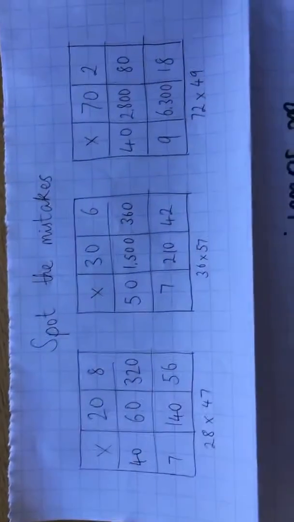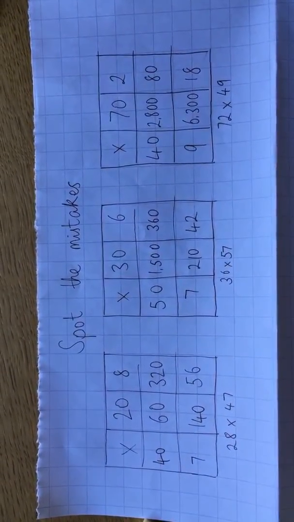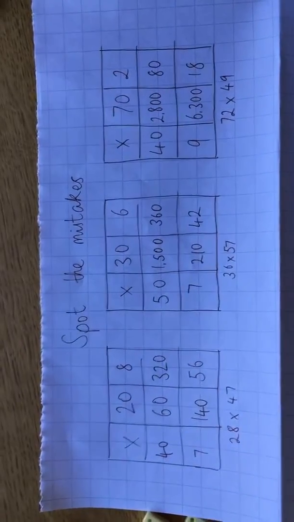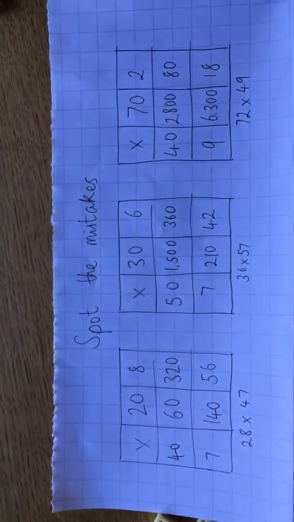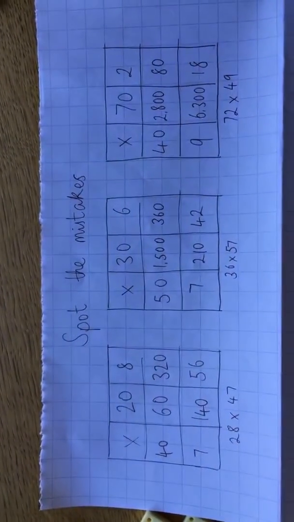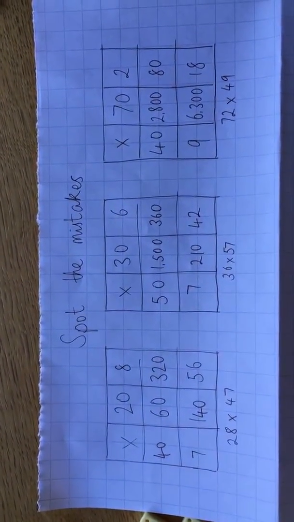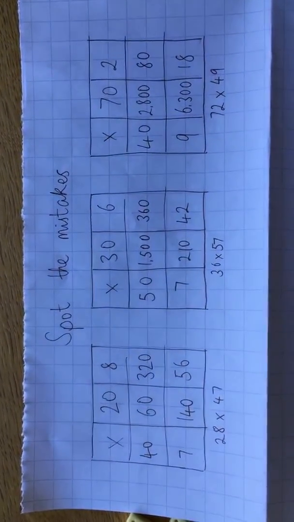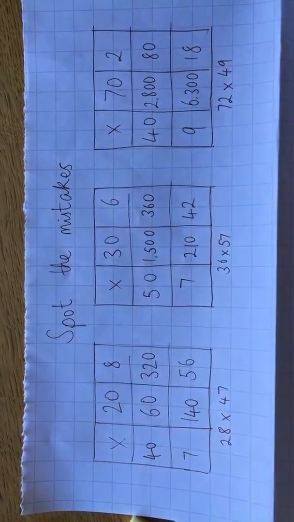Right, so at this point I would encourage the children to pause the video and to have a look at this. I've got 3 grids, one for 28 times 47, one for 36 times 57, and one for 72 times 49. There are mistakes in each of them. Their job is to spot the mistake. If they're okay with this, and I would say this is great for anybody from year 4 up, there is another challenge which is going to be called Target 1000 with digit cards that is applying this skill. Good luck.